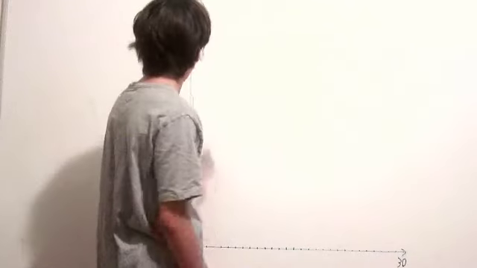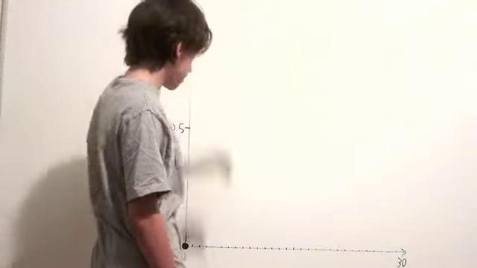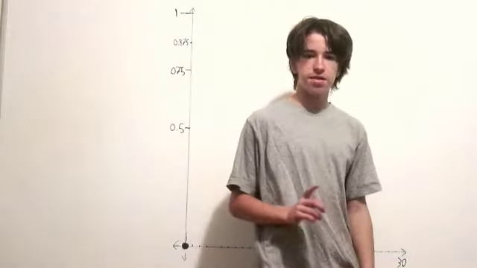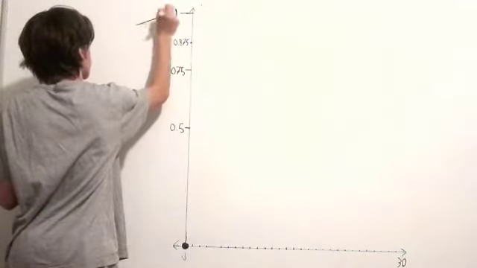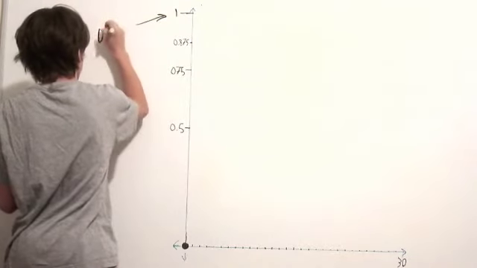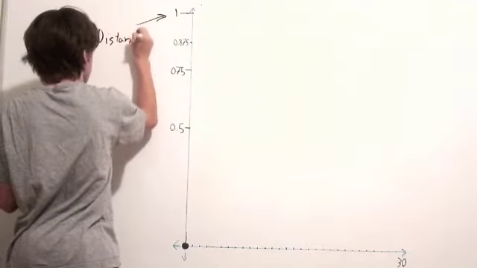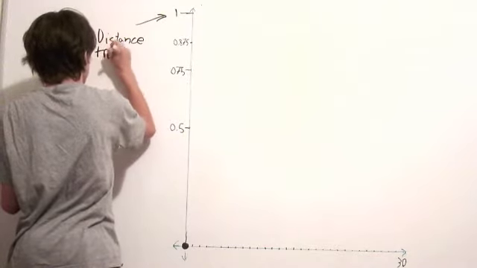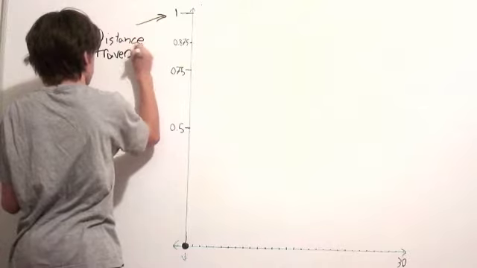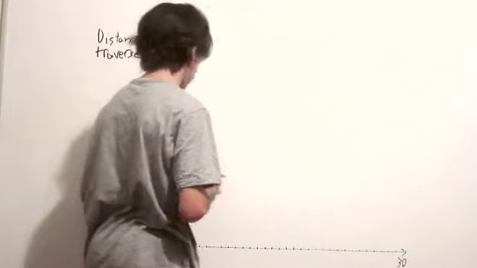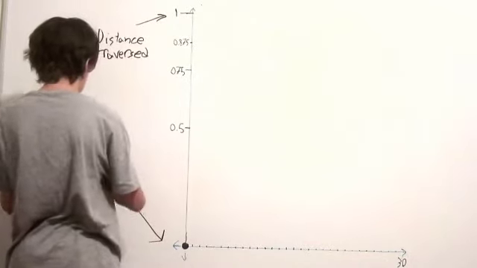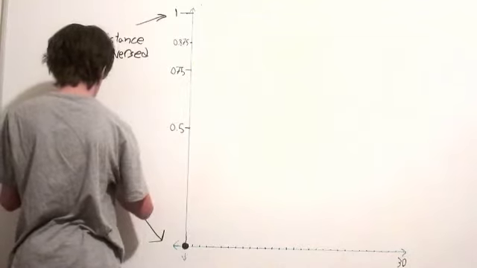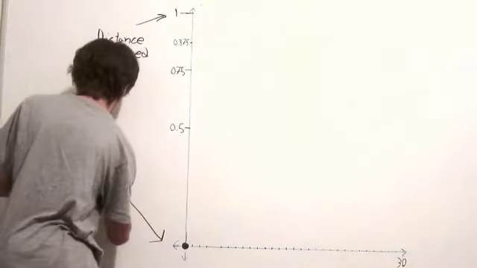where my y-axis is the distance traversed, right? And then my x-axis down here is equal to the little trips made, the little increments of space that the turtle goes through.